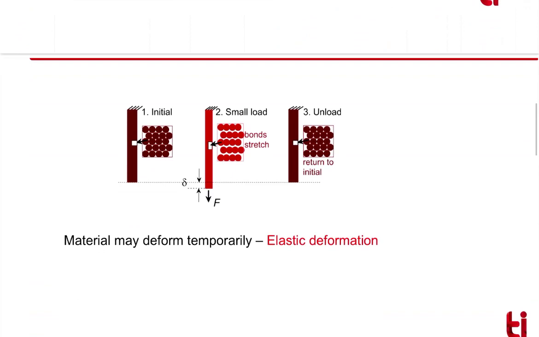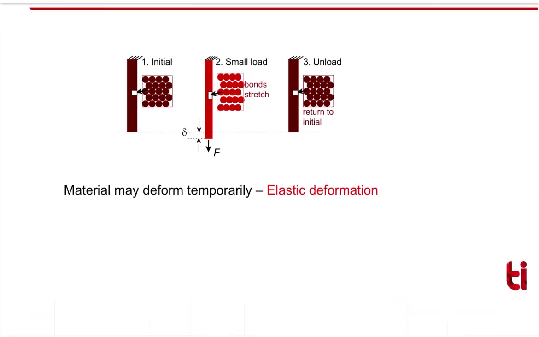Now, what actually happens in metals when you apply a load up to the elastic limit? Let us suppose these are two atoms close together like this. If you apply a tensile load, the bond will stretch. If you apply a compressive load, the bond will compress.